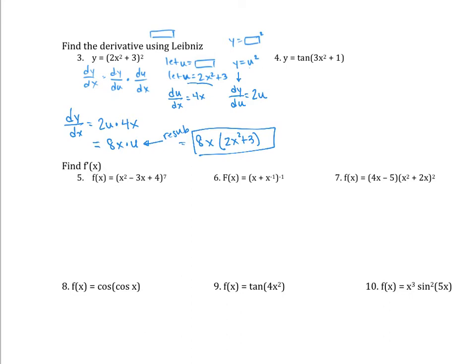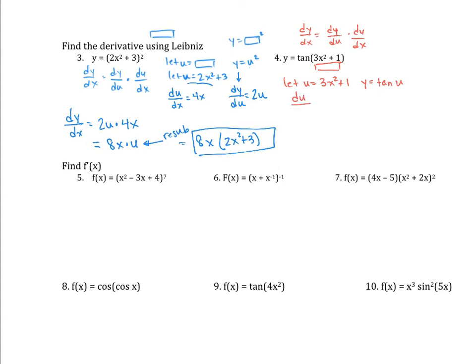Often when we do more things using this, it's called a substitution rule, but let's just save that for later. Let's do the next one. Okay, so remember, Leibniz, I need the dy dx equals dy du times my du dx. Okay, so this is what's my box right there, right? So that means I'm going to let u equal this box, which was 3x squared plus 1. And that means y would equal the tangent of u, which is the box.